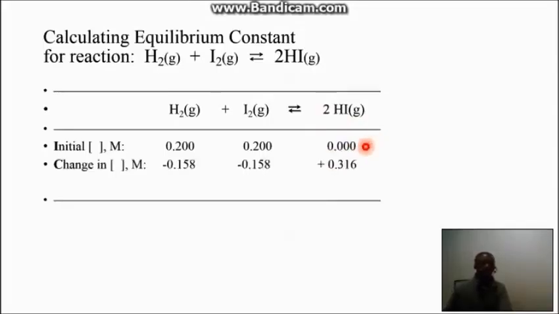Now, what is the change in concentration? The change in concentration will be given by this. So our calculations found that the concentration of HI at equilibrium was 0.316. That's the change in concentration. But how do we get the concentrations in here?